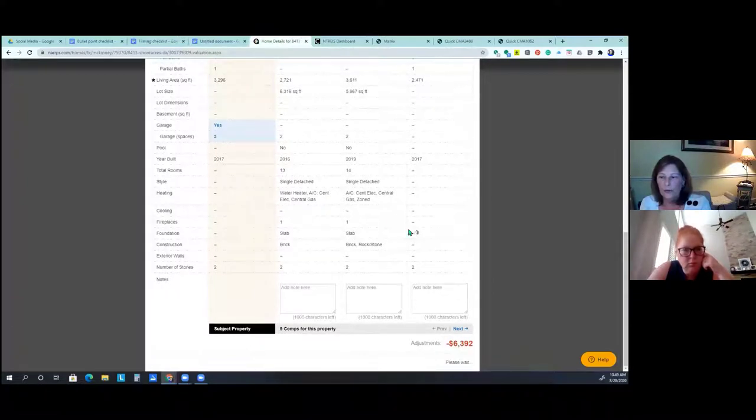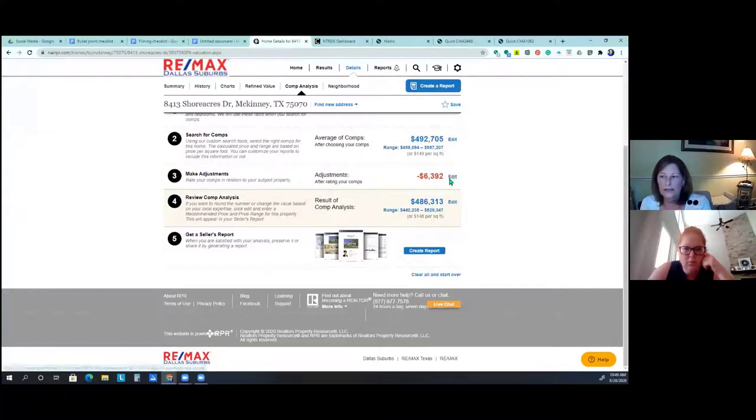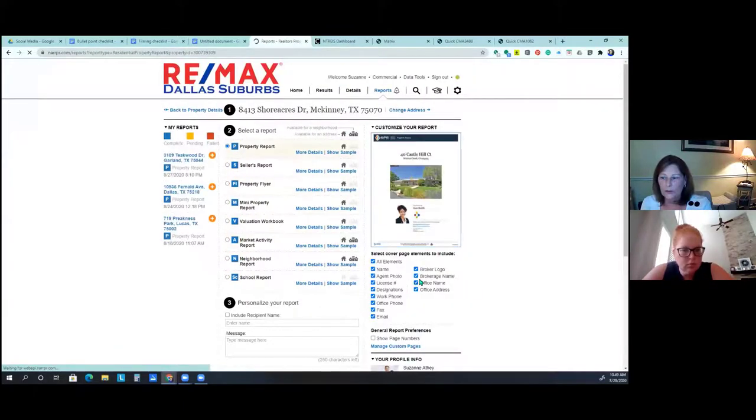And then when it comes down to it, I can look at all the comparisons there and I can see this little bit of an adjustment. And then I'm going to get a range. This is a pretty wide range. If I saw this range, I would probably go back in and tweak it again. But for time's sake, I'm going to create a report for you so you can just kind of see it. This is a property report that I share with the owners.